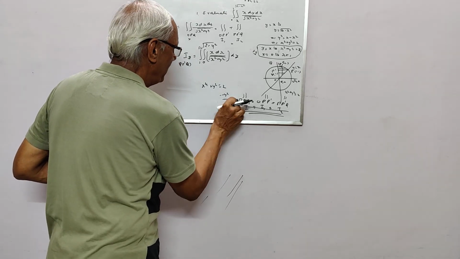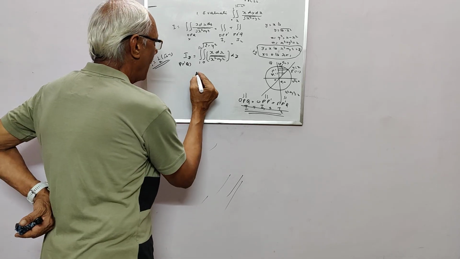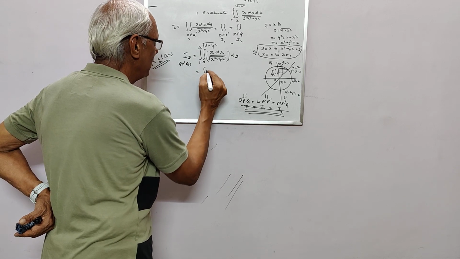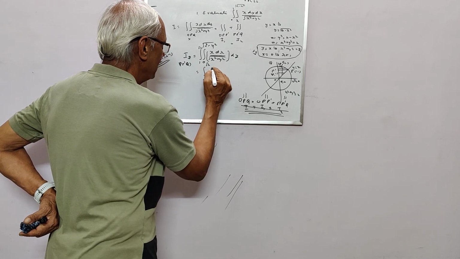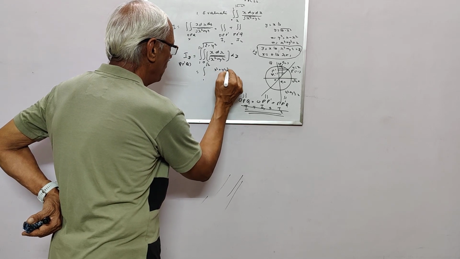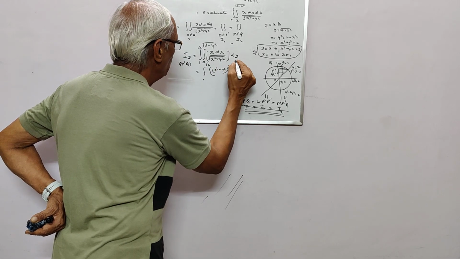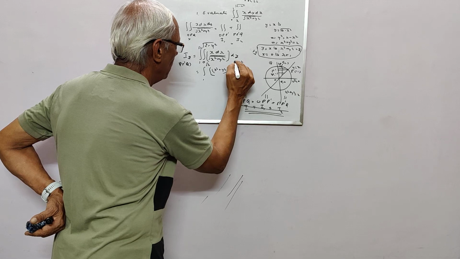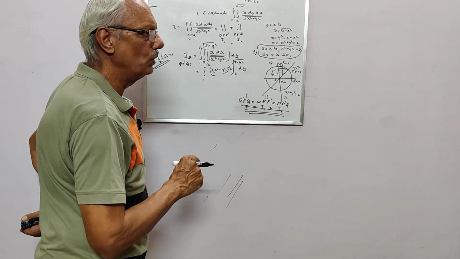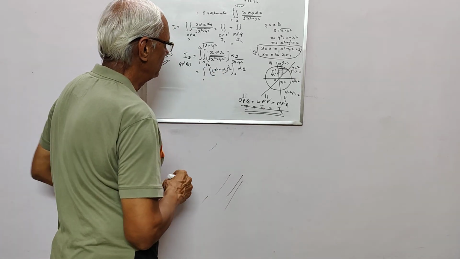Now, as I explained while doing I1, I will take the liberty, with your permission, to write this integral straight away: x squared plus y squared whole to the power of half, and the limit is from 0 to square root of 2 minus y squared, into dy. This part has already been explained while doing I1, so I take it for granted that you have understood and it has been written here now.